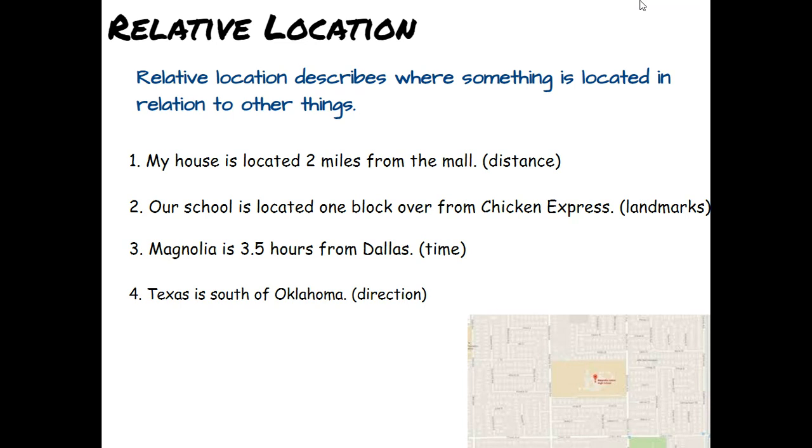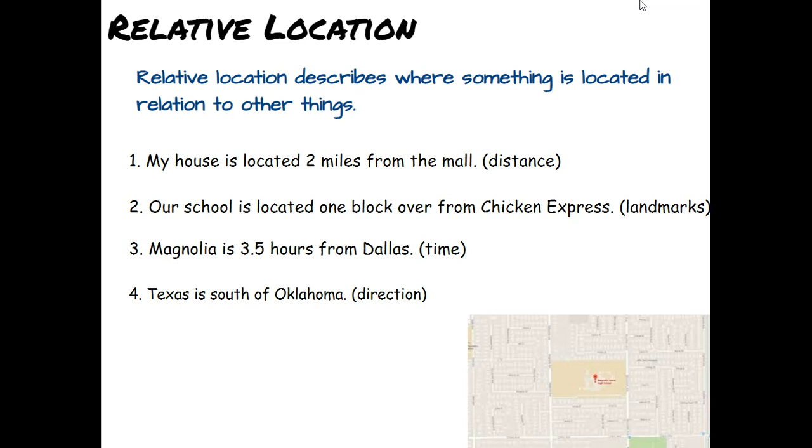And then we also have directional location. So this is typically the easiest for young children to understand, and we usually teach it first. North, east, south, and west. So Texas is south of Oklahoma. We will use this type of location very often, especially when we're speaking about the different colonies and states and regions of the country in relation to other parts of the country.